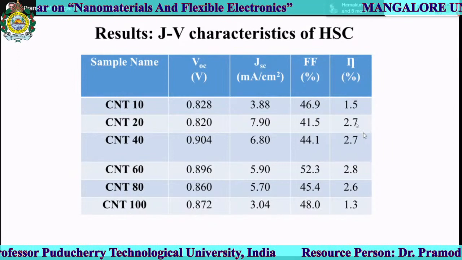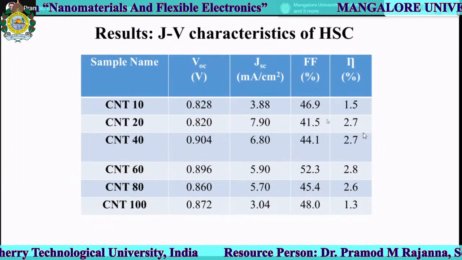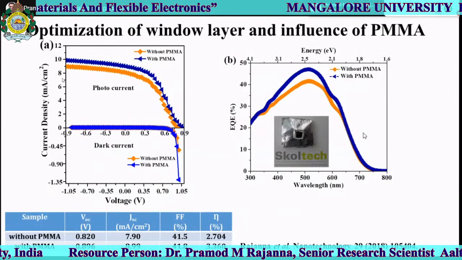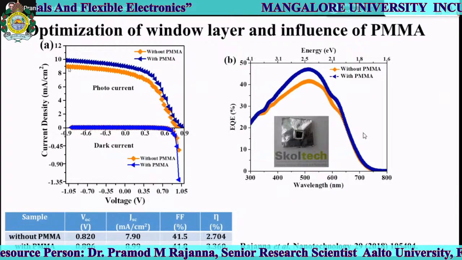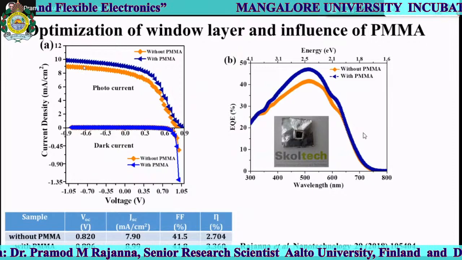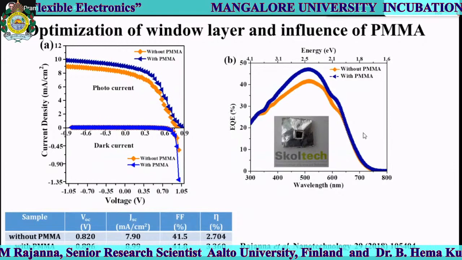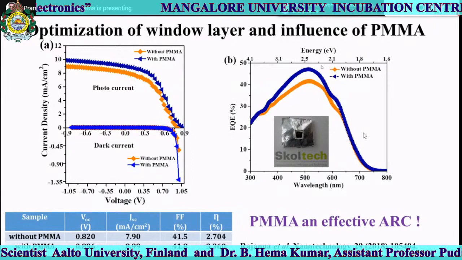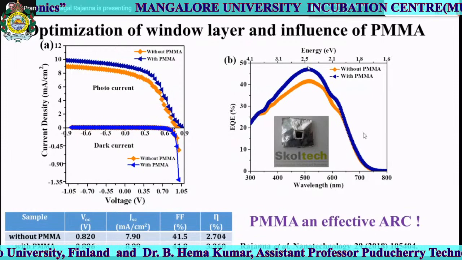But although this was there, 2.7%, we took this particular device of CNT20, which gives the highest current density, and then we spin coated the PMMA, which is basically a non-conductive polymer, on top of the device. Due to its anti-reflective properties, the PMMA tends to reduce the reflectance, thereby increasing the absorption within the device and generation of more electron hole pairs. Thereby the current density improves from 7.9 to nearly 9 milliamps with the PMMA, and the efficiency improves from 2.7 to 3.3%. Also the quantum efficiency, if you look at the peak of the visible spectrum at 550, we have close to 49%, which is much higher than without the PMMA.